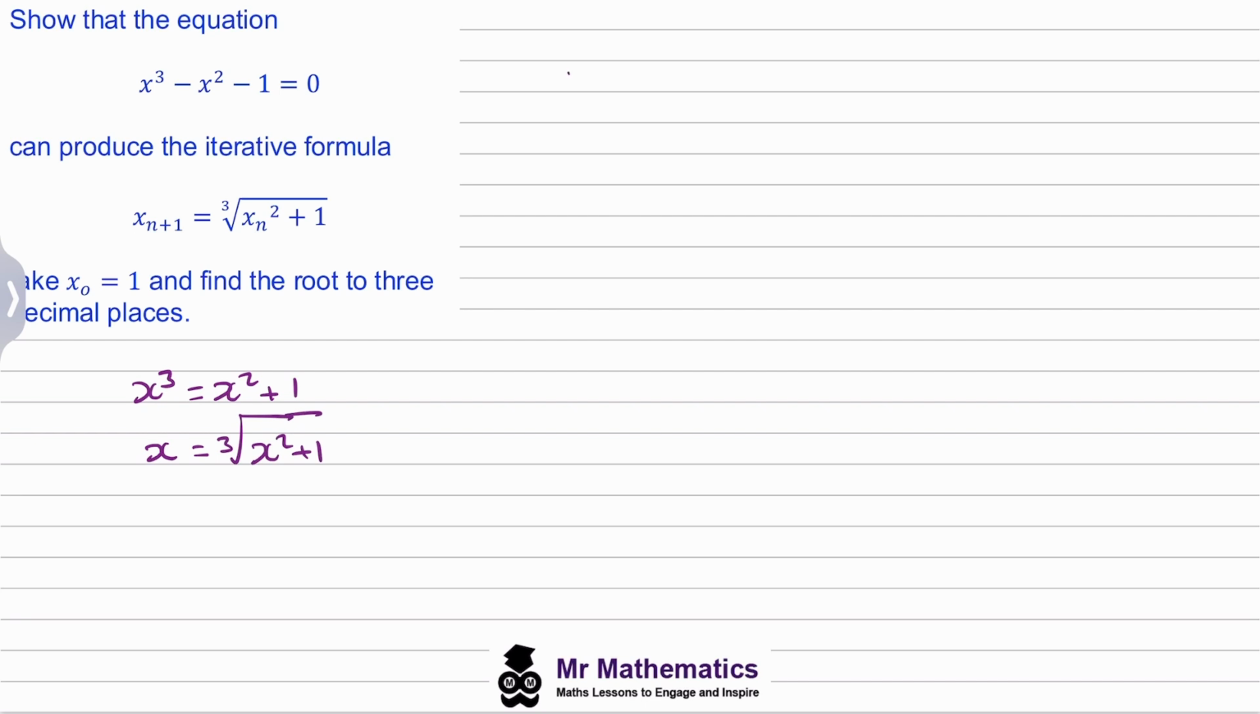So our iteration formula is the next value of x will be the cube root of the current value of x squared plus 1. And we're told our first value is x0 equals 1. So the next iteration, x1, will be the cube root. We'll substitute x0 into here, and we get 1 squared plus 1. So we get the cube root of 2.